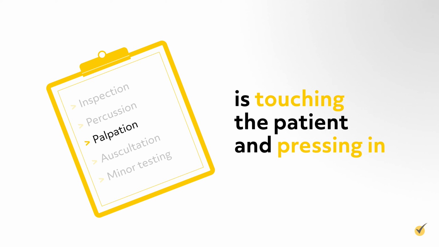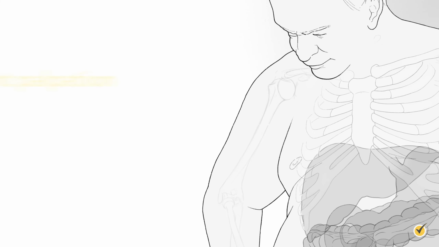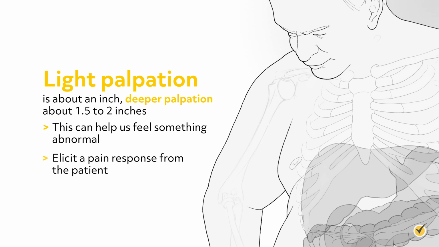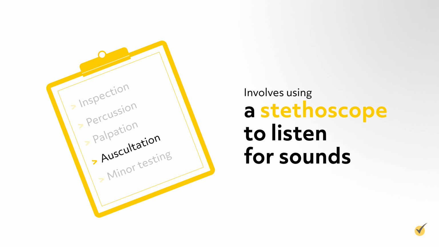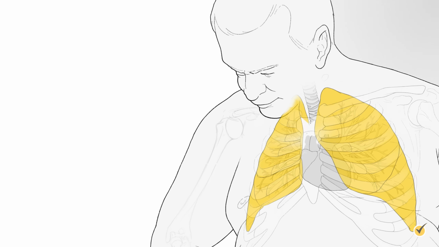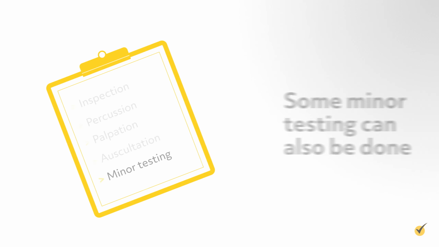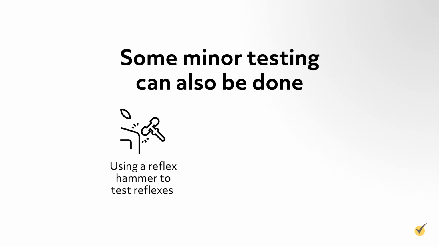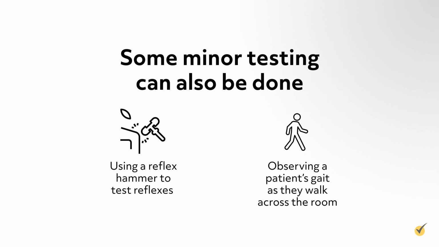Palpation is touching the patient and pressing in. Light palpation is about an inch, deeper palpation about 1.5 to 2 inches. This can help us feel something abnormal or elicit a pain response from the patient. Auscultation involves using a stethoscope to listen for sounds such as the heartbeat or breathing of the lungs. Some minor testing can also be done, such as using a reflex hammer to test reflexes or observing a patient's gait as they walk across the room.